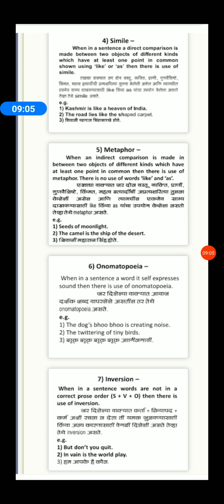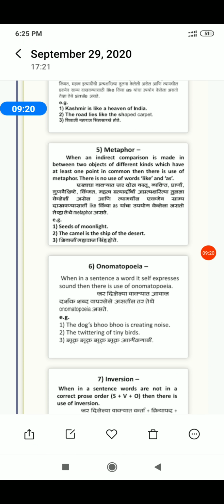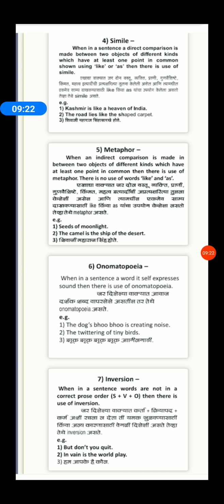In vain is the world play. Here also, the sentence structure should be the world play is in vain, but here it is given as in vain is the world play. Then हम आपके है कौन. Here also, the sentence structure should be हम आपके कौन है, but for effect the sentence structure has changed, so here is the inversion figure of speech.